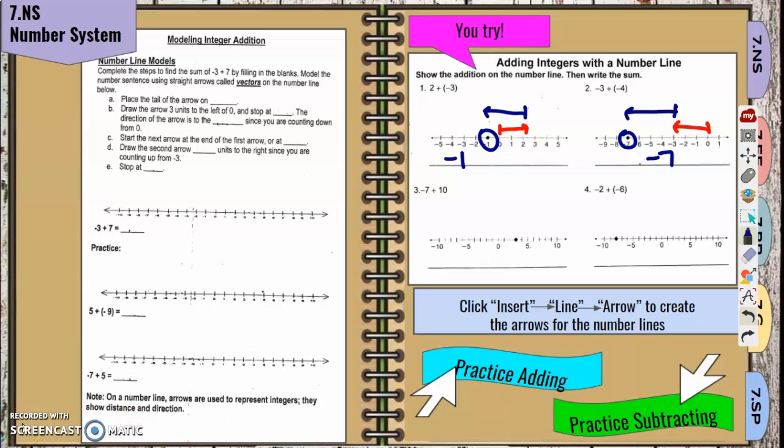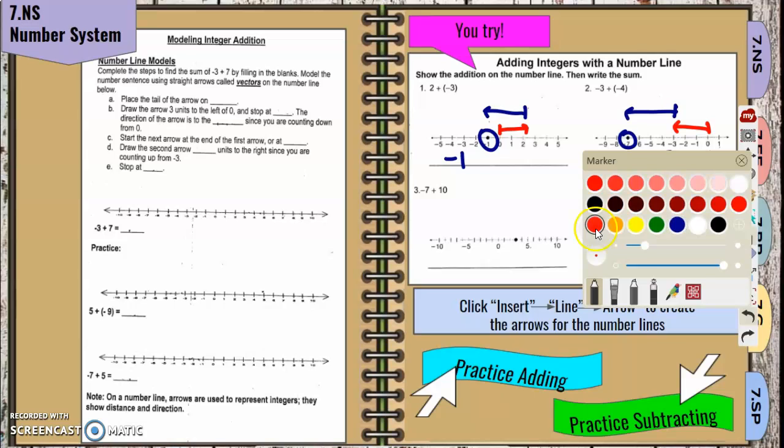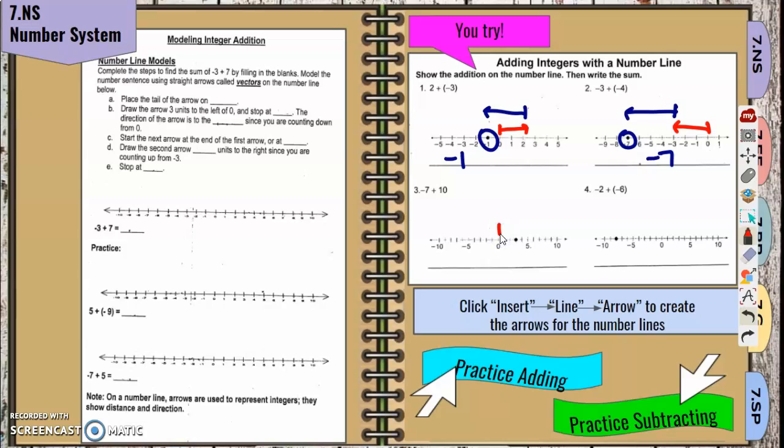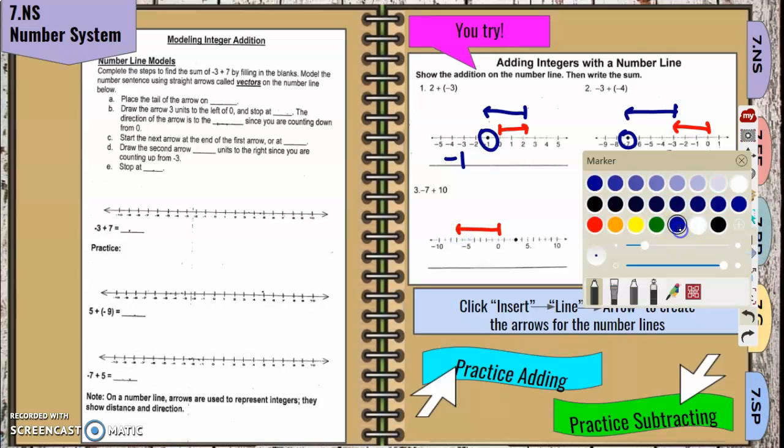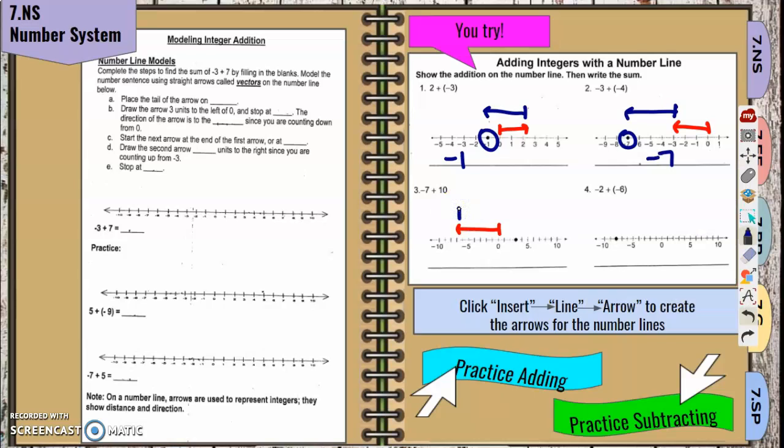All right, for number 3, I have -7 plus 10. So I'm going to start at 0. My first number is -7, so I'm going to go to the left 7 until I stop at -7. Then it says plus 10, so I'm going to go to the right from -7. I'm going to go to the right 10 spaces until I stop at +3. So -7 plus 10 is +3.